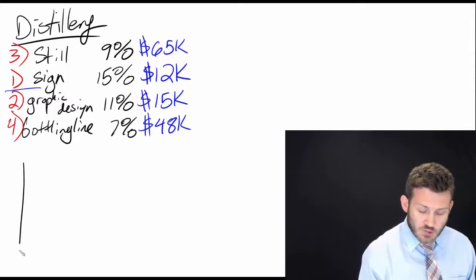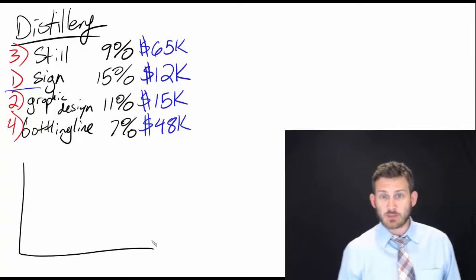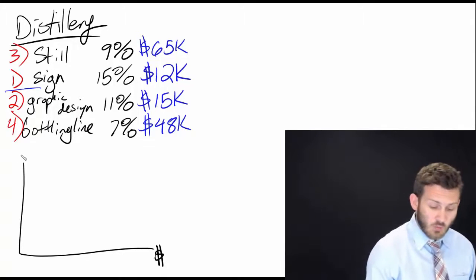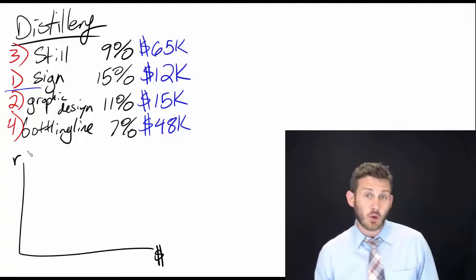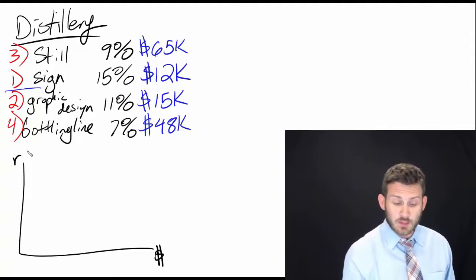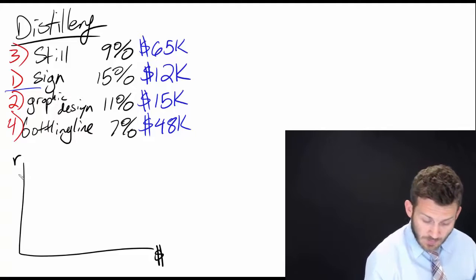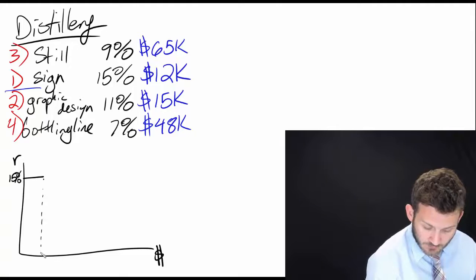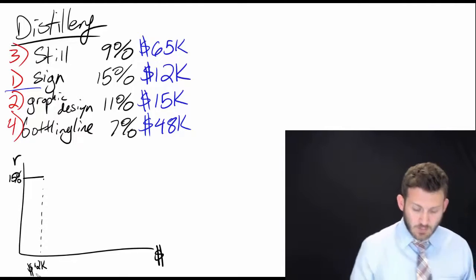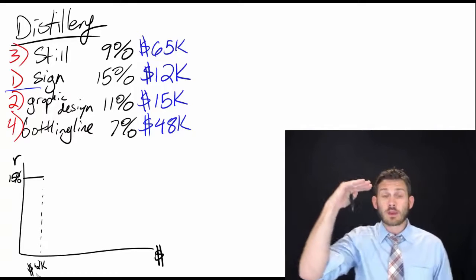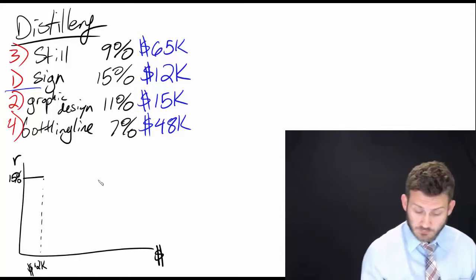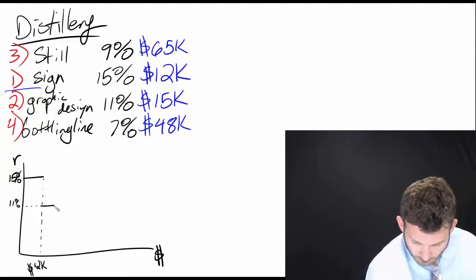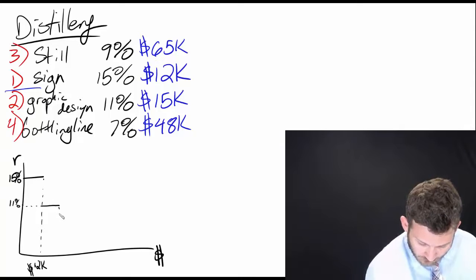So when we generate this and create that investment opportunity schedule, we are going to be looking at, over on our horizontal axis, the dollar amount, and over on the vertical axis, the rate of return. Since we're going to do the sign first, at a rate of return of 15%, and that had a cost of $12,000, that is showing us up at the high level there, a return of 15%. And then we're going to come down to the 11%, and we're going to follow that over, and that is at $15,000, right?